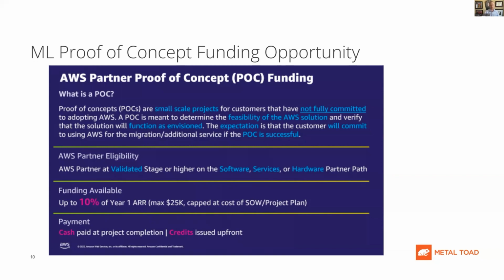So the program that AWS has put forward is called Proof of Concept Funding, and it's designed around looking at the projected annual spend for a particular workload, and then taking 10% of that annual spend and using that as a seed to help build the proof of concept to support that workload.